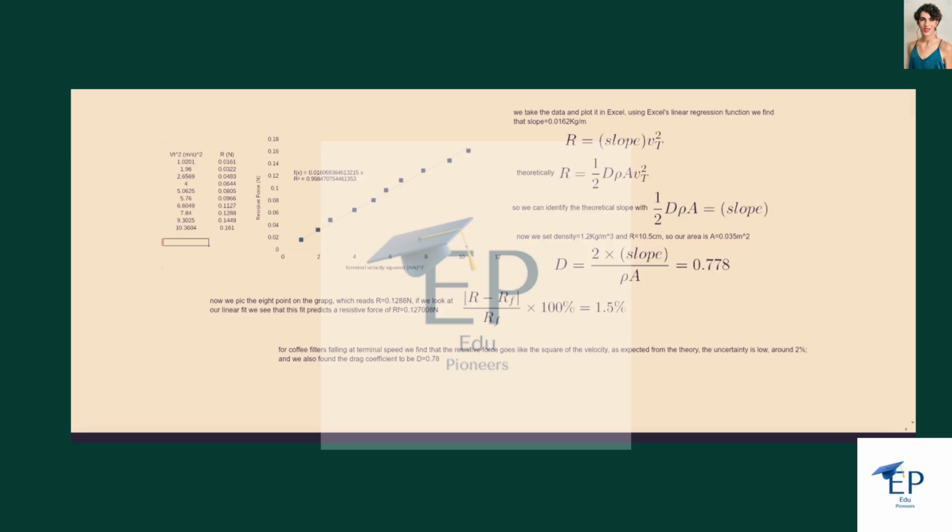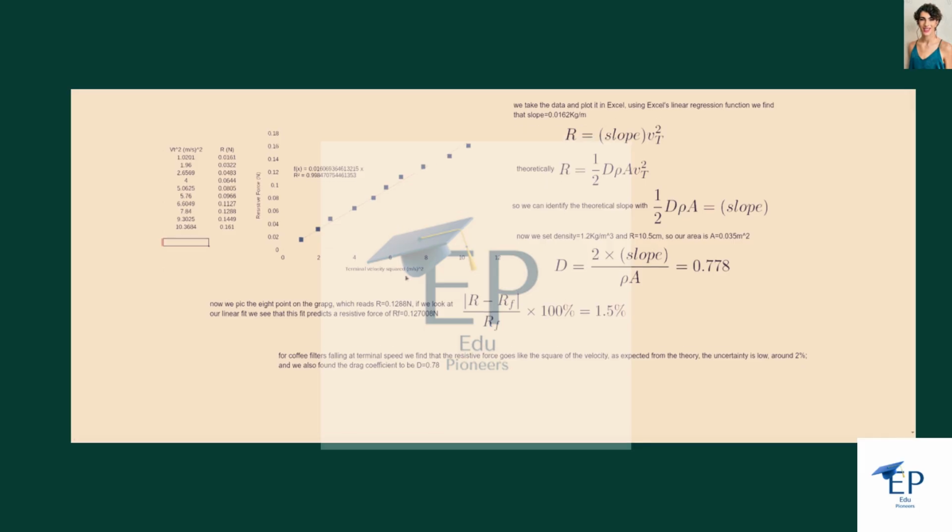So we square all the velocities in the data, then take the resistive force. So you have terminal velocity squared in this column and resistive force in this other column. And we go to Excel, take this data, and plot it. If we plot the data, we have something like this. On the x-axis, we have terminal velocity squared. On the y-axis, we have resistive force.